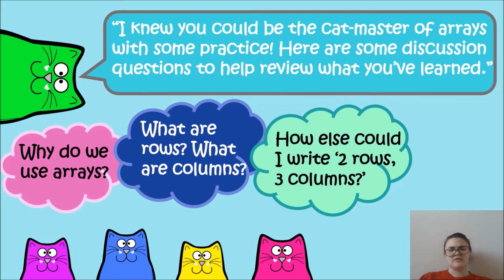How else could I write 2 rows and 3 columns? Think about that. Write your answers down. I could write it as 2 by 3, or I could say 2 times 3, or I could say 2x3. All of those answers are the same as 2 rows and 3 columns.